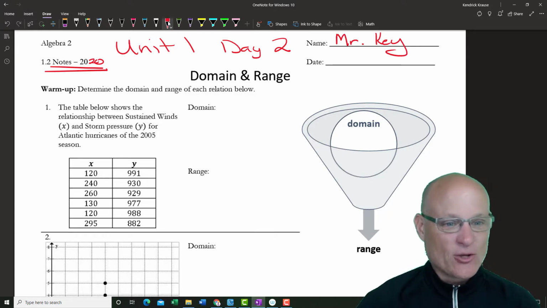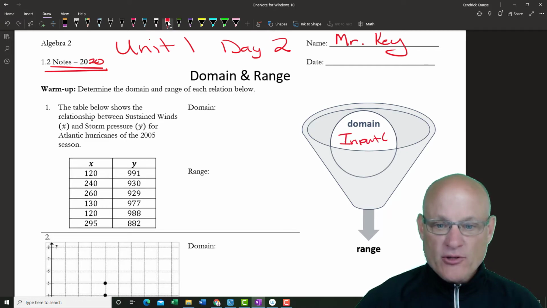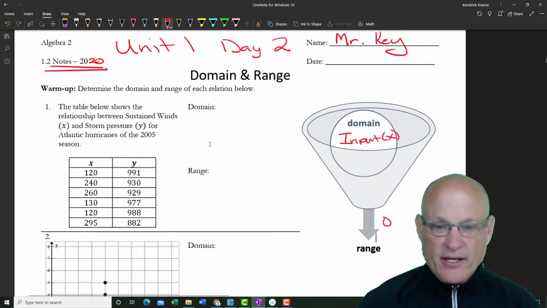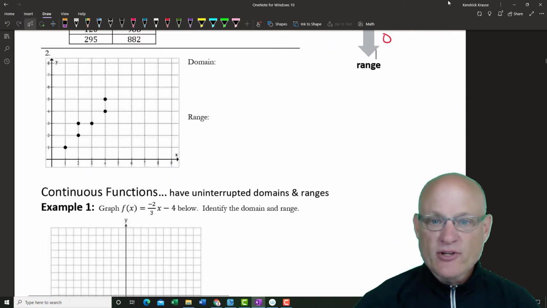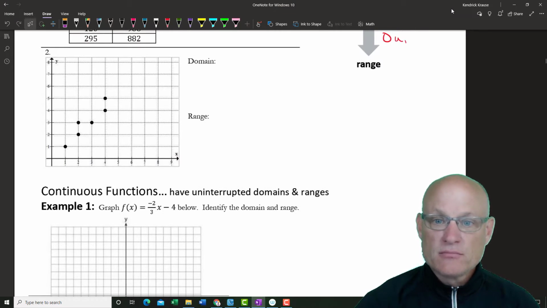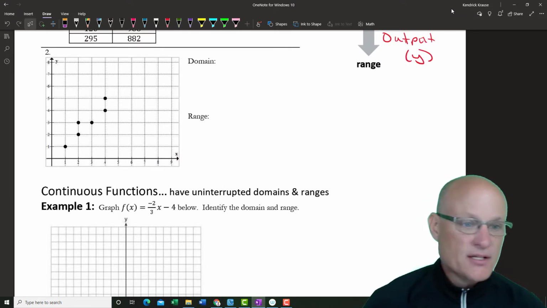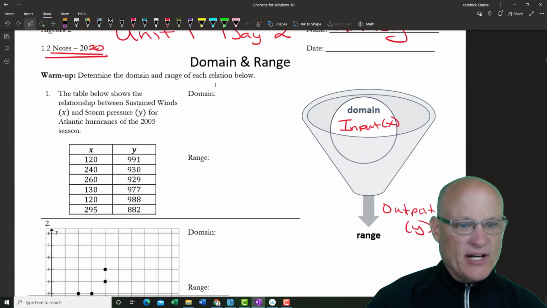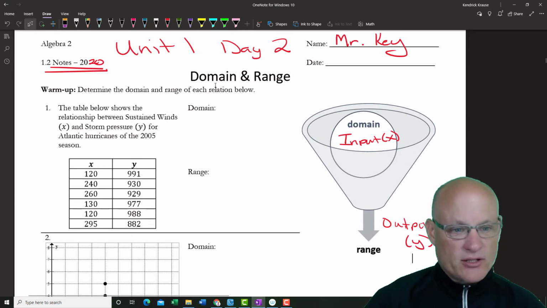All right, let's take a look. What do we got here? Domain. Don't forget, domain are the input values, otherwise known as the X. And the range is the output values, or the Y's. And if I was to take a look at this, and I asked you for the domain, remember we're going to look at the X values.